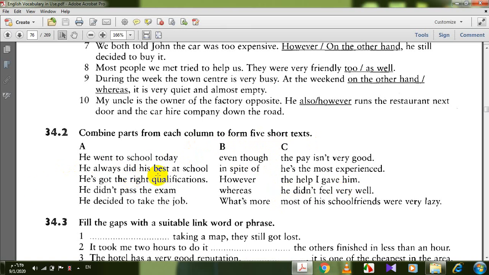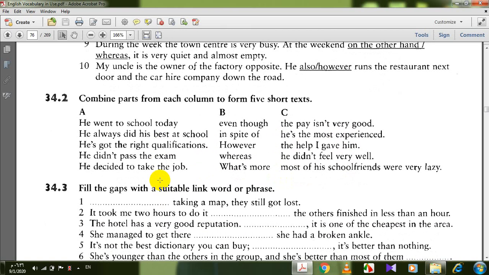He always did his best at school, whereas most of his school friends were very lazy. This is done. He has got the right qualifications. What's more, he is the most experienced. And you can do the last two.